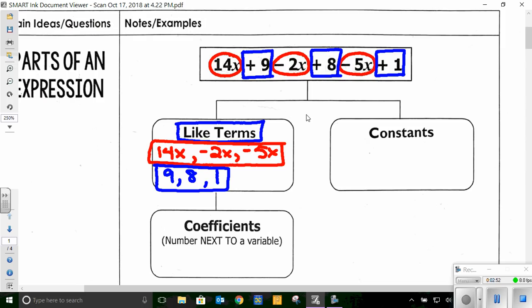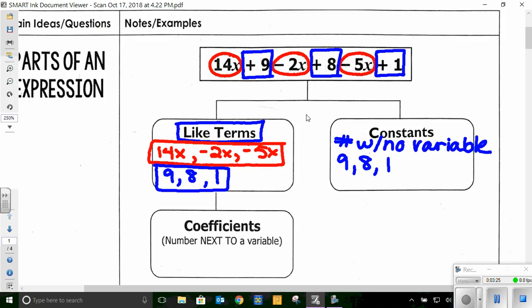Now, these numbers here, the 9, the 8, and the 1, these are actually called constants. And so I'm going to go ahead and write that right here, the 9 and the 8 and the 1. And constants are numbers with no variables with it. So they are numbers with no variable. Where my like terms can have variables or not. Like up here we have, again, the ones with the x and the ones without the x.